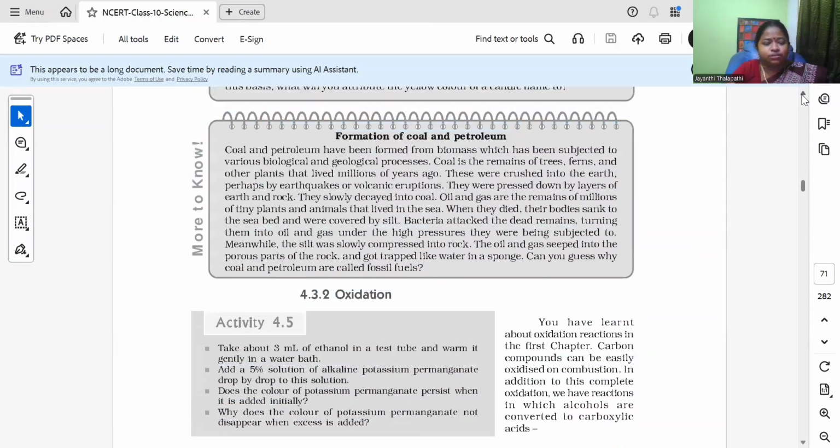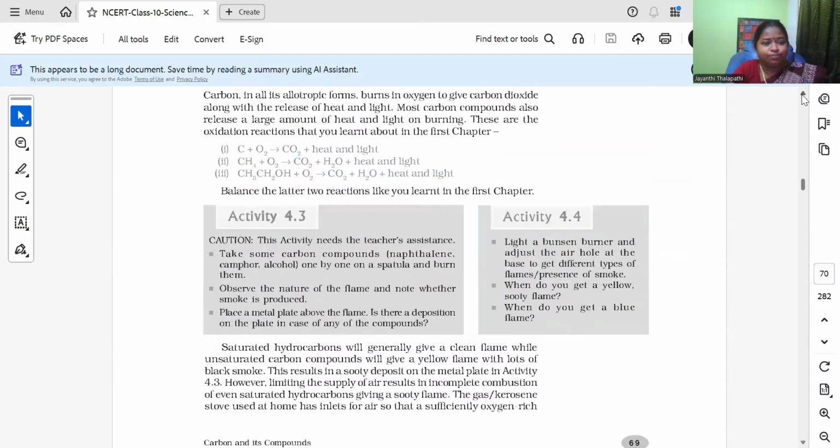We know there are two different types of combustion: complete and incomplete combustion. Complete combustion means the reaction takes place with sufficient oxygen, and incomplete combustion is when there is insufficient oxygen. Complete combustion leads to carbon dioxide and water. In insufficient oxygen, it leads to carbon monoxide and water. When carbon burns in oxygen, you get carbon dioxide, and heat energy and light energy evolve.